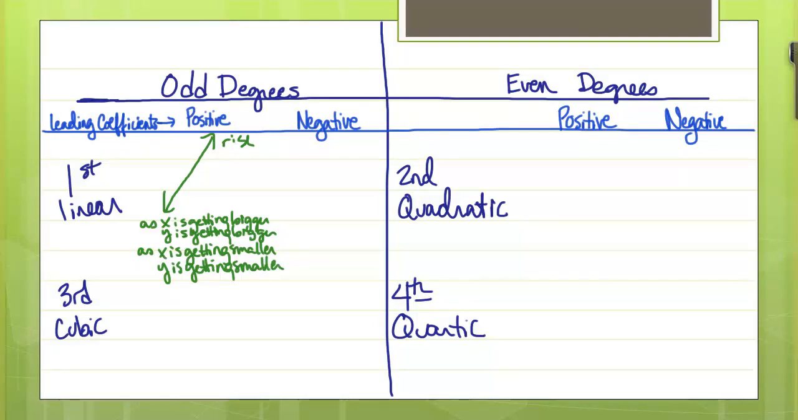When it falls, it has the opposite relationship. Now, as x is getting bigger, y is getting smaller, right? X is getting bigger, but y is getting smaller. As x is getting smaller, y is getting bigger.